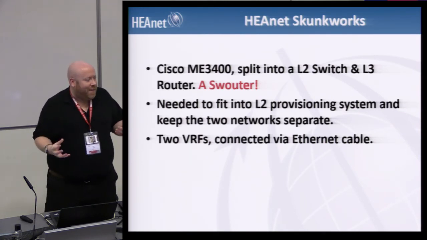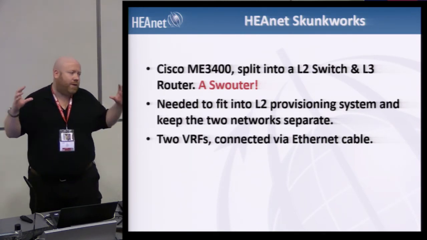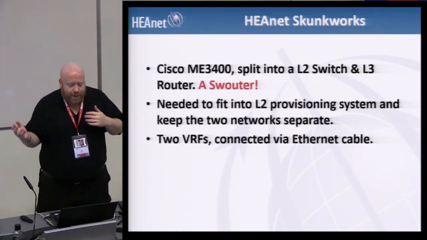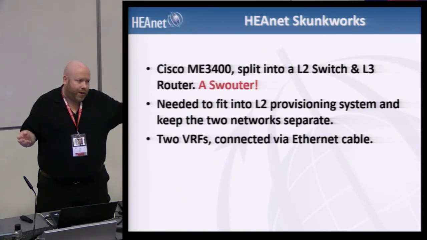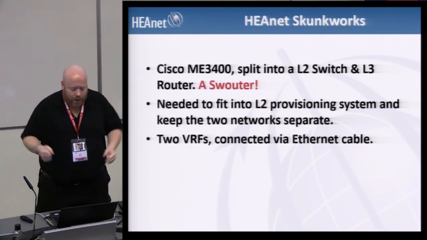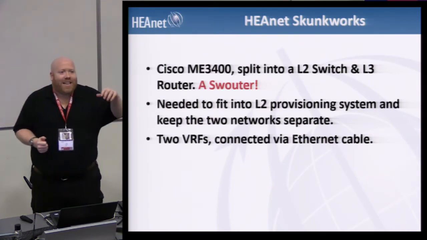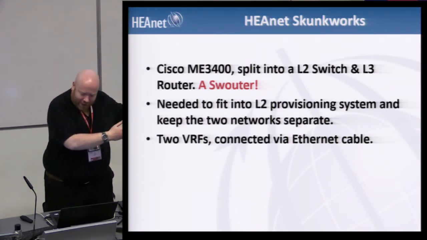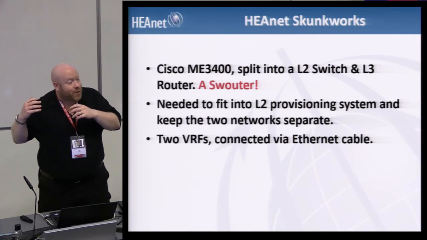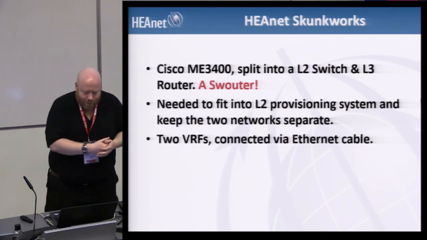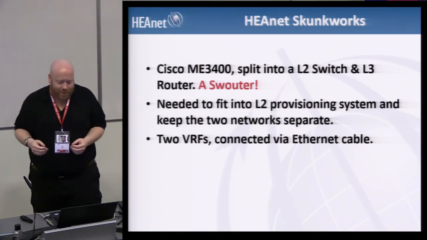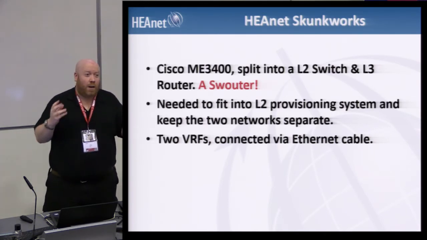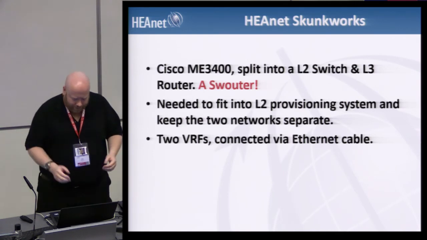It's a Cisco ME3400, which is the Metro Ethernet switch we use on our Layer 2 network. And we split it into a Layer 2 and Layer 3. Layer 2 switch, Layer 3 router, a switcher, clearly. It needed to fit into our provisioning system, which is very squirreled away from the internet, and it also needs to be on our Layer 3 network, which is by function not squirreled away from the internet. So two VRFs connected by a really ugly Ethernet cable in the middle of it.